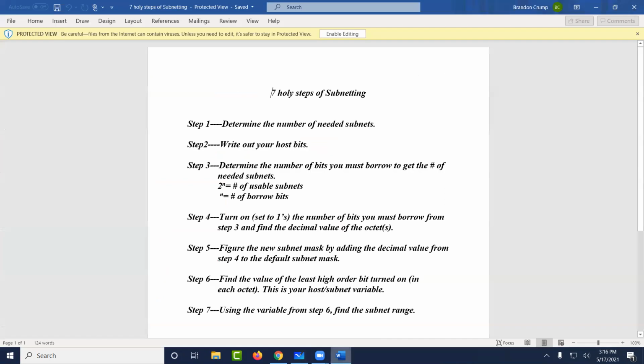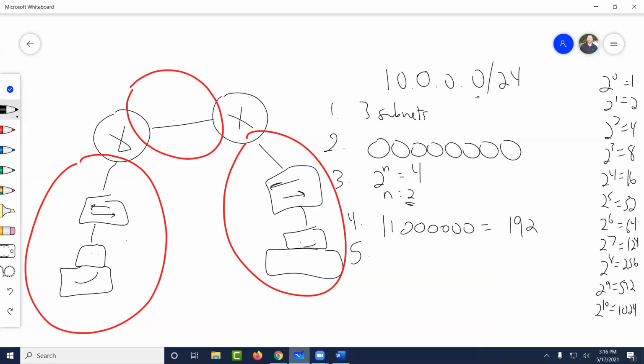Step 5, we need to find the new mask, which is found by taking the existing mask that you had before and adding your value from step 4. So it was /24, so it was 255.255.255. Now we add 192 to it. So 192.